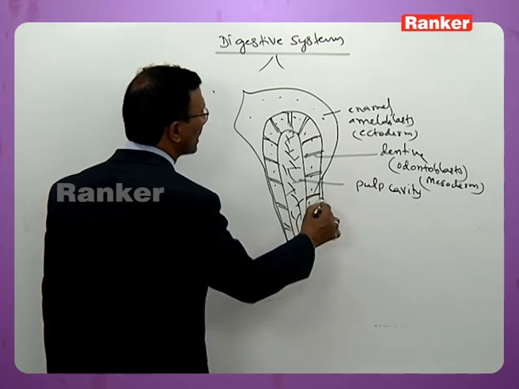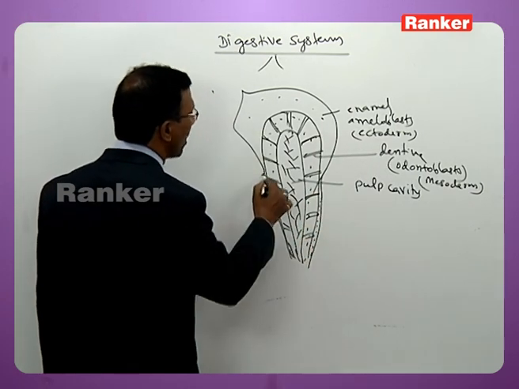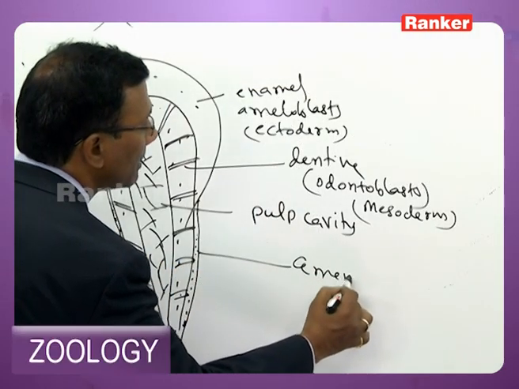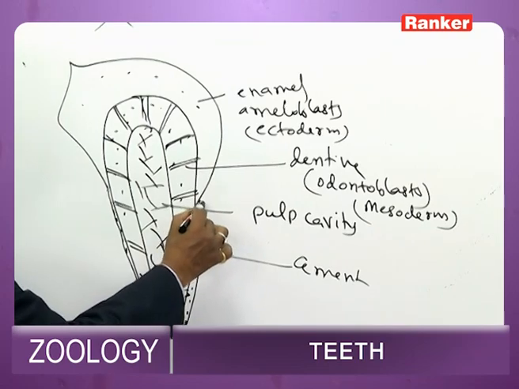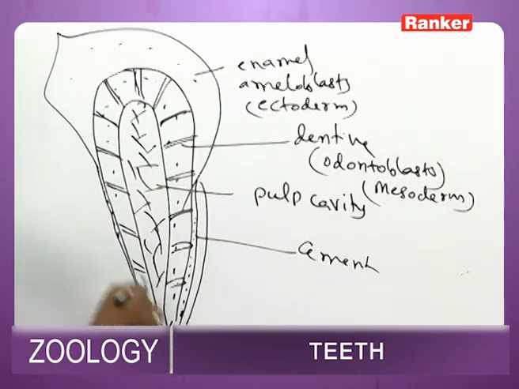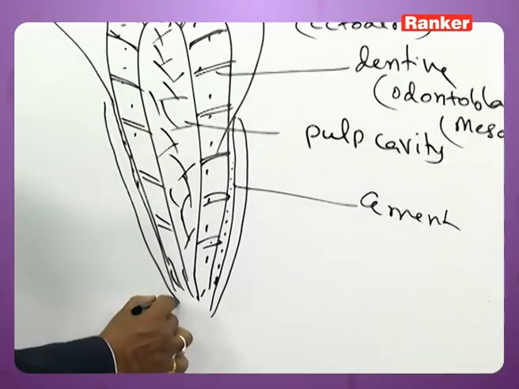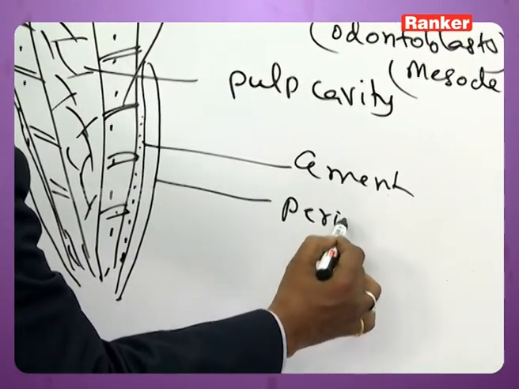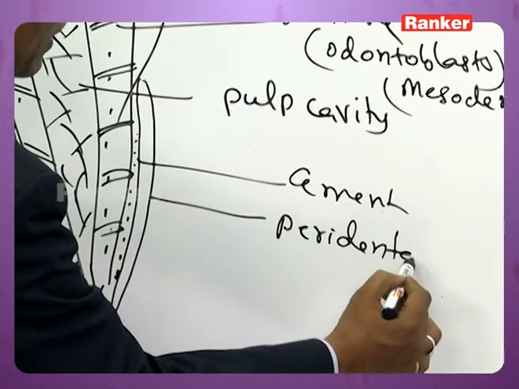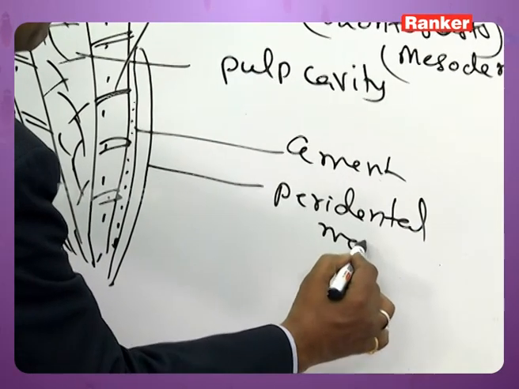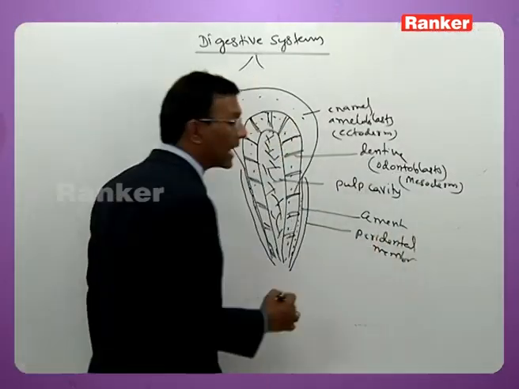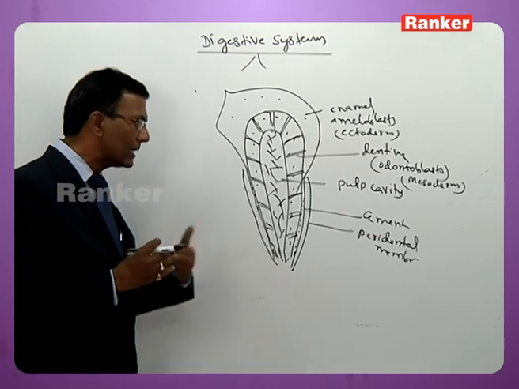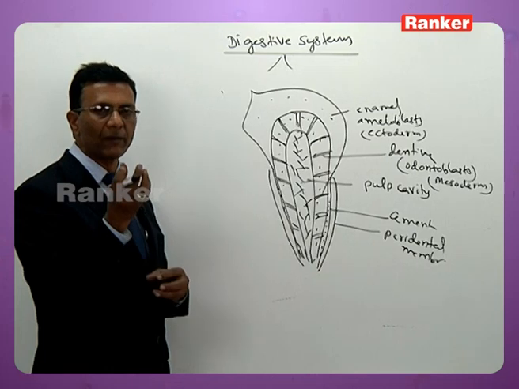The entire root part is covered by a soft substance called cement. Next to cement, there is a layer that ensheaths the entire root, which is called peridental membrane. Peridental membrane lies between the jawbone and the cement, it acts as a cushion for the tooth.